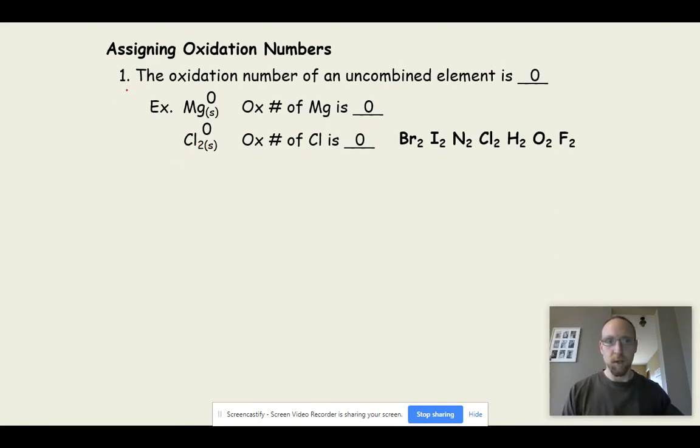Remember, the definition of a compound is 2 or more different elements chemically combined. So even though they're 2 stuck together, it's still considered its elemental state. This is an important rule. If you forget this, you're going to make a lot of mistakes moving forward in this unit. So when you see an element all alone, it gets a 0. Think about it: atoms are neutral, they're not going to have a charge, so we give them a 0.